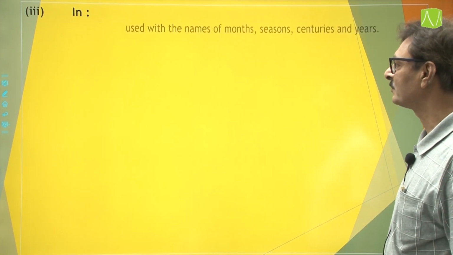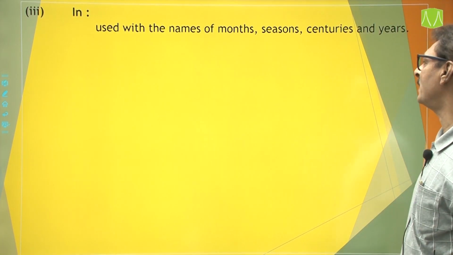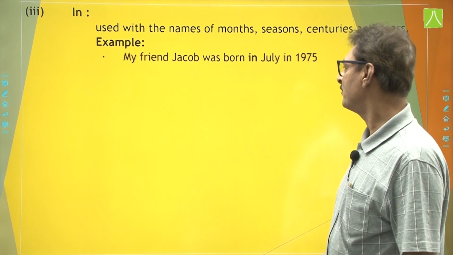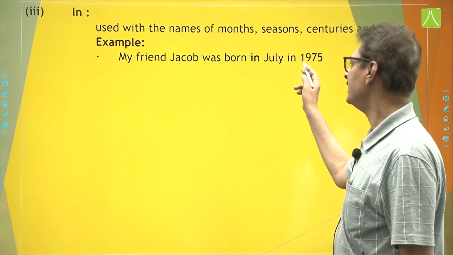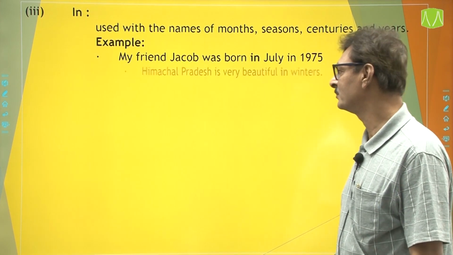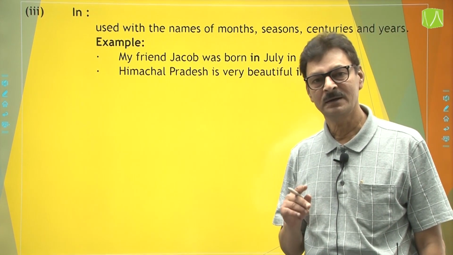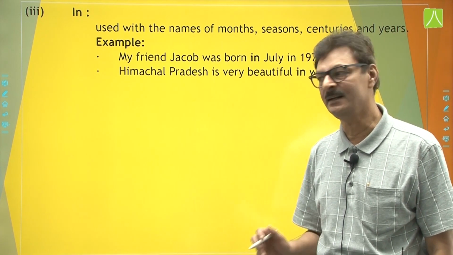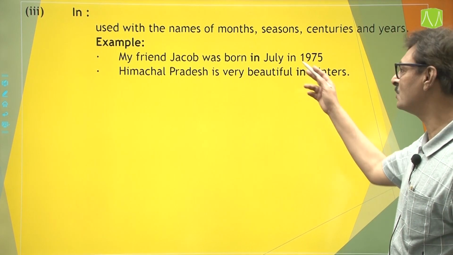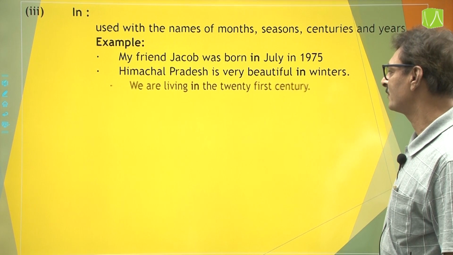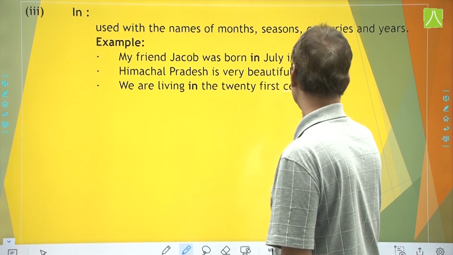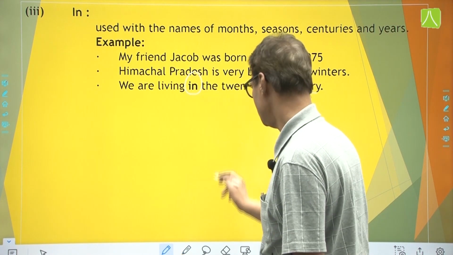Next, in. In is used with names of months, seasons, centuries and years. Example, my friend Jacob was born in July in 1975. So it is used for the year and it is also used for months. What is used for dates? On. For months, in. For years, in. Himachal Pradesh is very beautiful in winters. Yes, talking about seasons, it is also used here. We are living in the 21st century. Yes, I am talking about the century and using the preposition in.